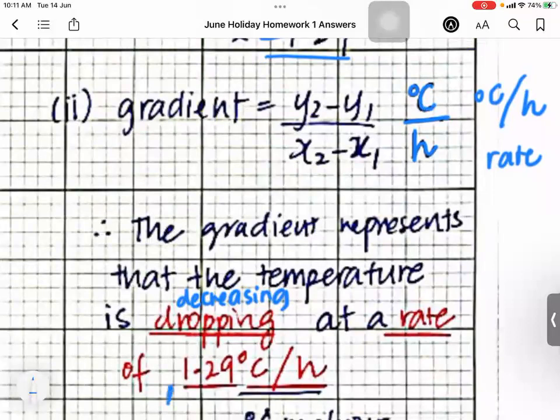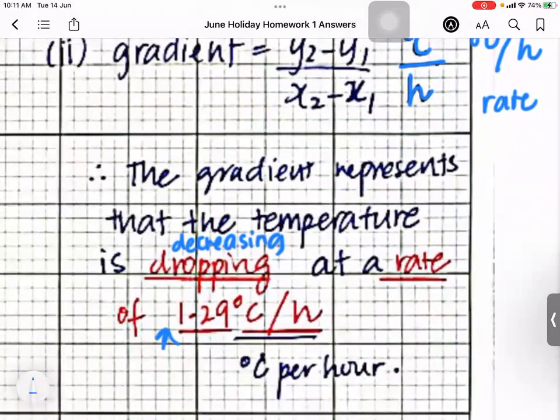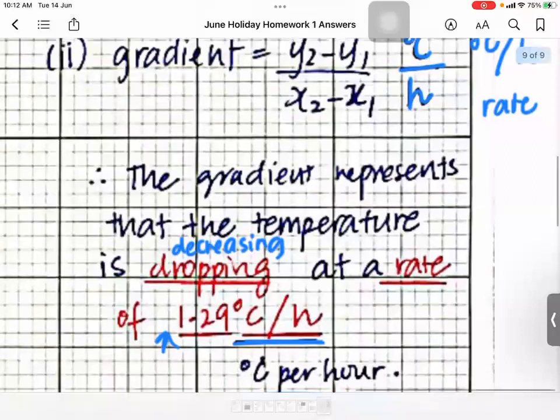You notice I never put any negative sign down here, because I explained it saying that this is the decreasing rate already, the dropping rate. And then make sure you include the units, degrees Celsius per hour, either in terms of units or in terms of words. You must state the units. So this is how you explain this kind of question.